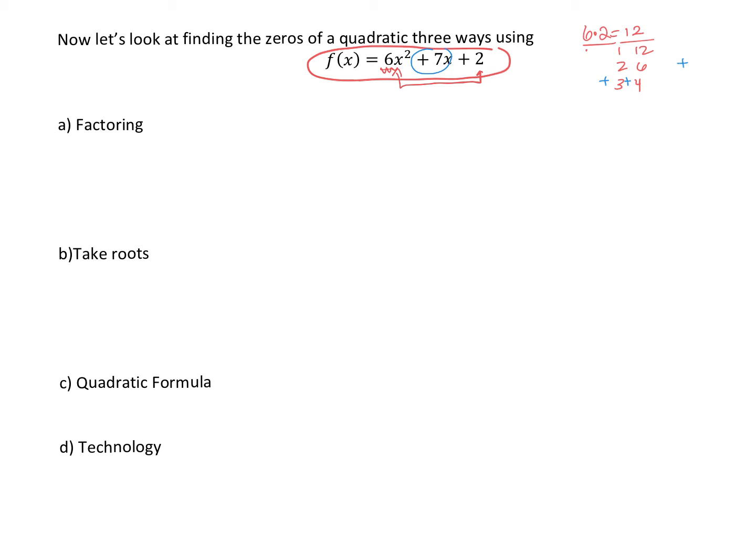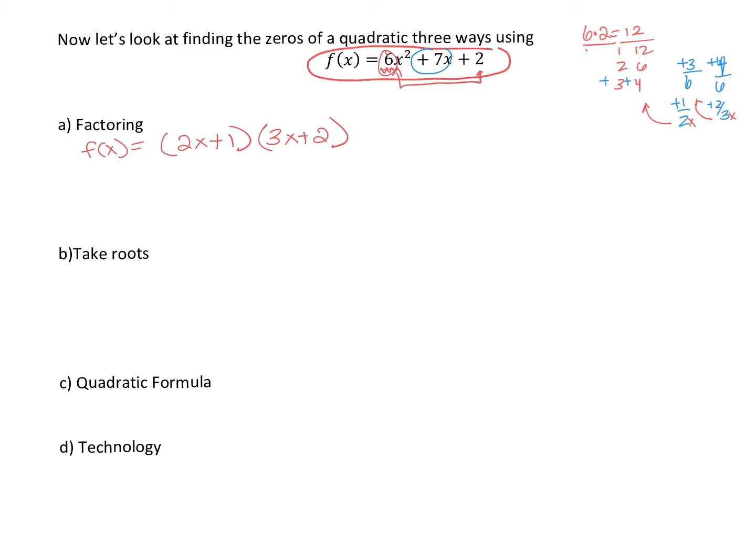So I take my positive 3 and my positive 4, and I divide by my lead coefficient 6. So I'm going to take both of those and I'm going to divide by 6, and I'm going to get 1/2 and 2/3. Then I am going to put an x with those and bring those up, and I can tell that this function factors as 2x plus 1 and 3x plus 2. And you can FOIL that out to make sure that you get the same thing you started with.